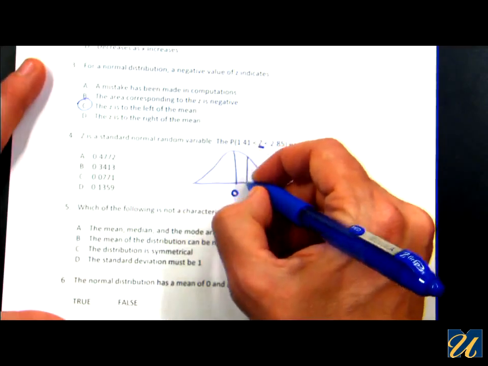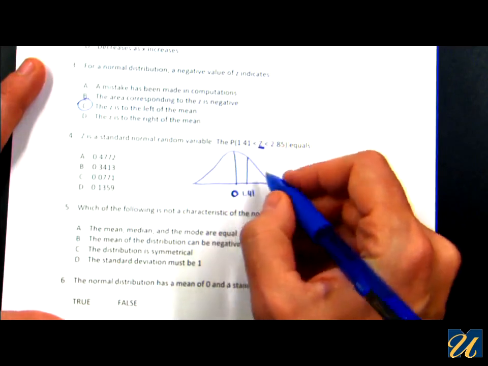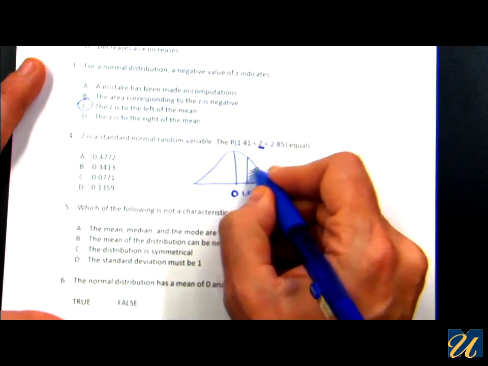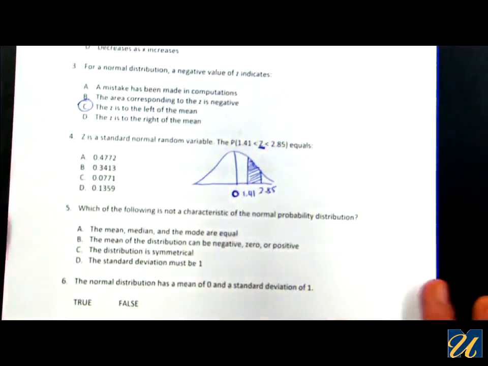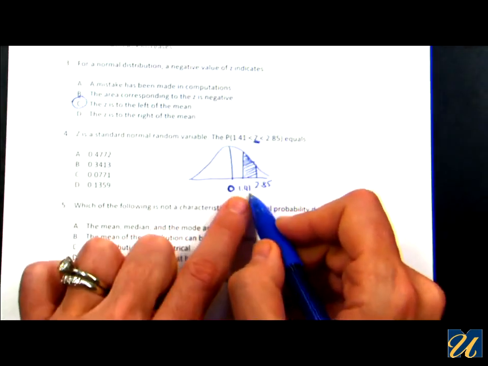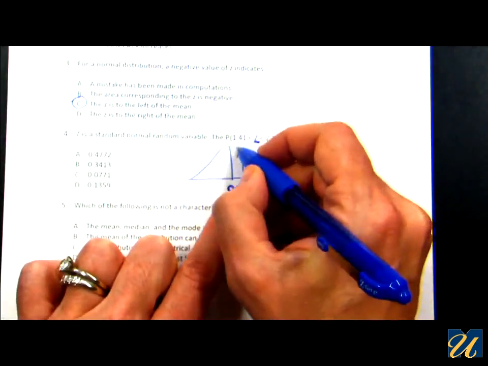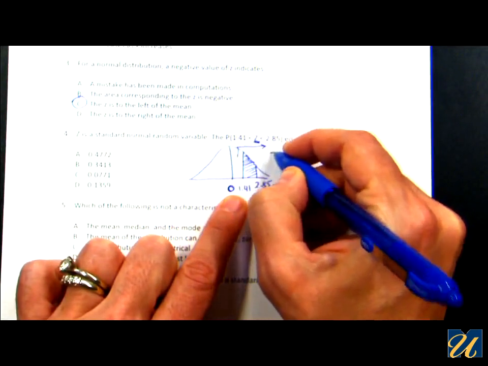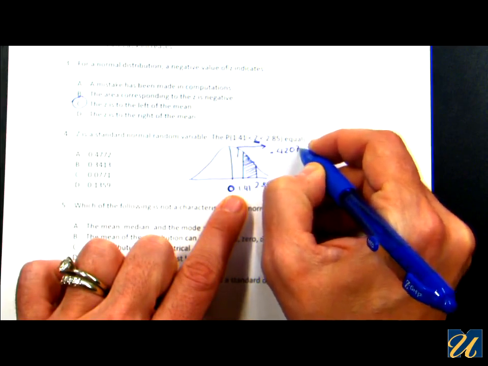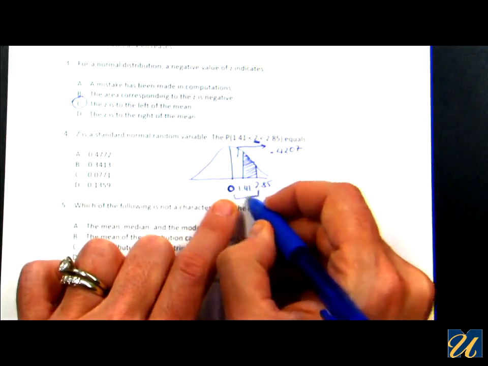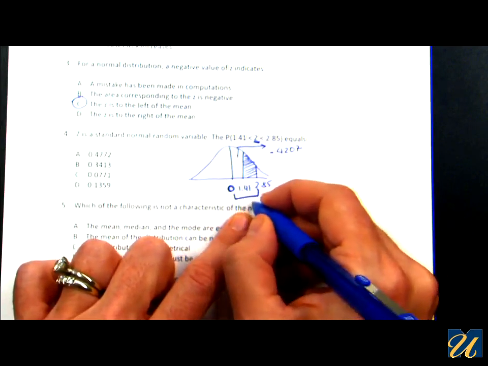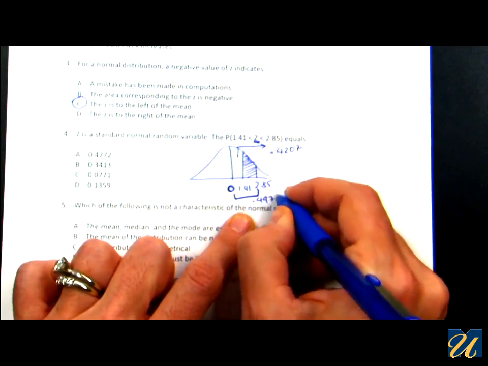1.41 is to the right, 2.85 is also to the right, and I'm looking for the area between these two values. All you need to do is check your table for 1.41. 1.41 will give you a probability of 0.4207. 2.85, this area from 0 to 2.85 will give you a probability of 0.4978.